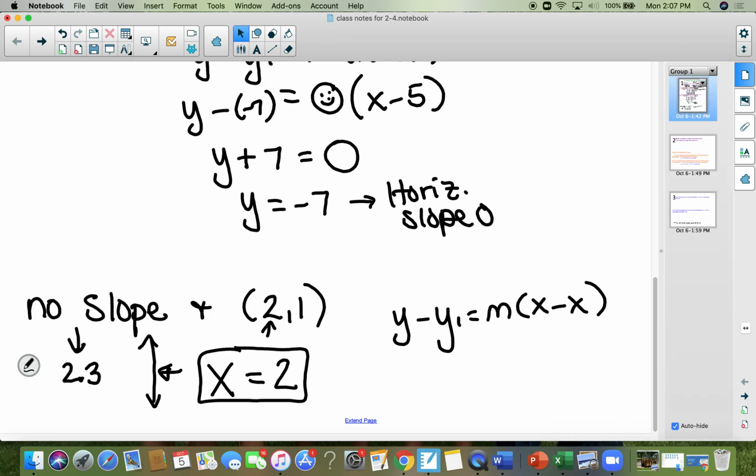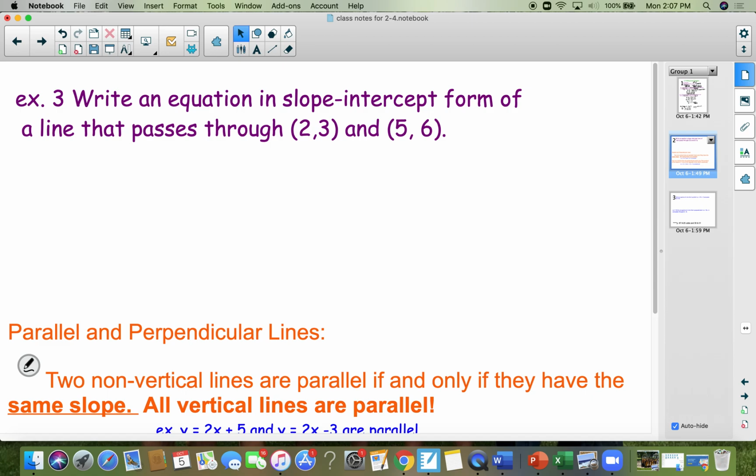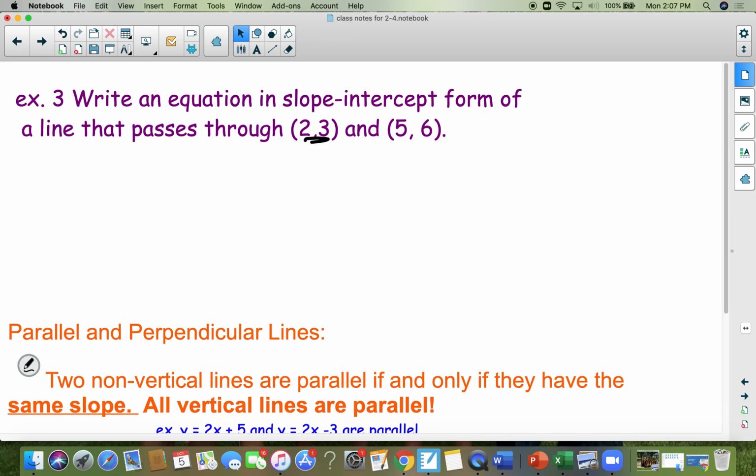Okay, now we're just going to keep going. Write an equation in slope-intercept form of a line that passes through (2, 3) and (5, 6). Again, this will be on the test. y minus y1 equals m(x minus x1). The difference between this problem and the ones before it is they gave you the slope.